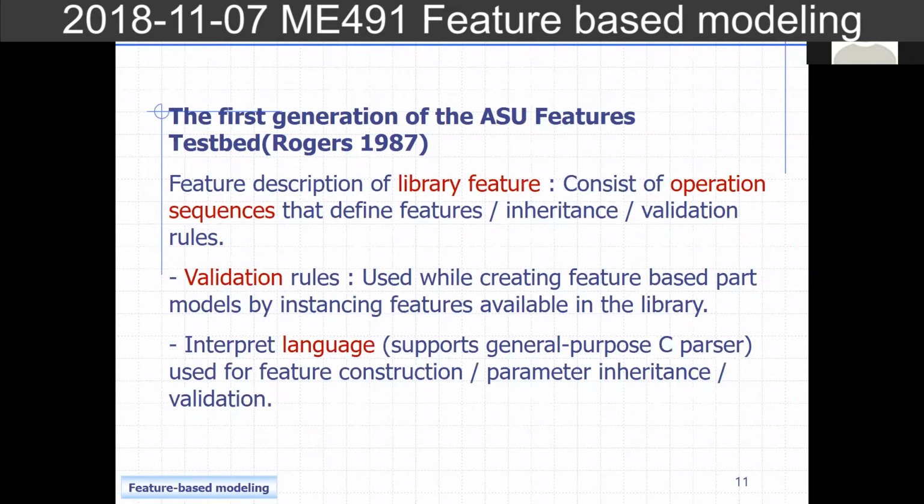So there are several candidates, including Finland HUT and also ASU, Arizona State, and also STEP Express. They are doing similar approaches.